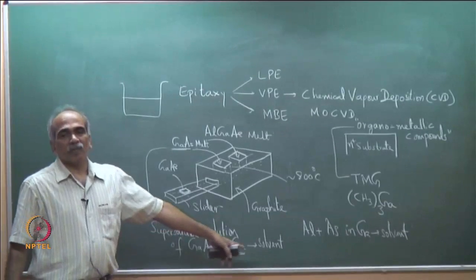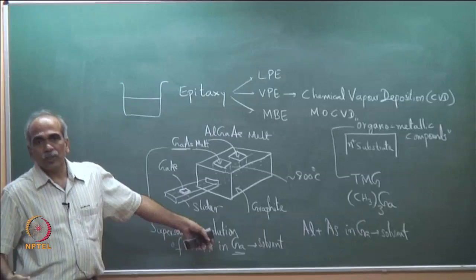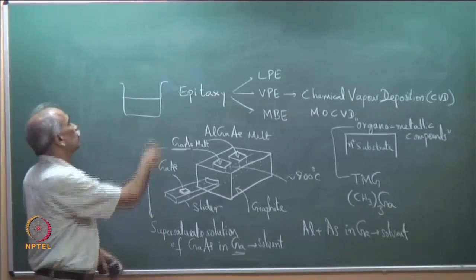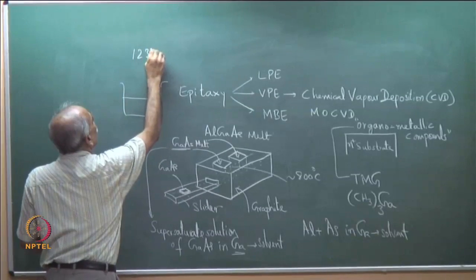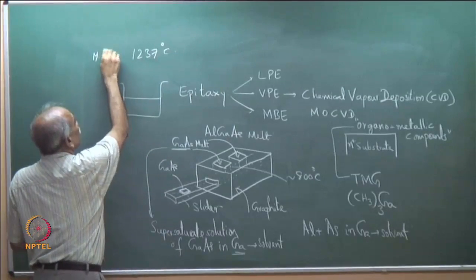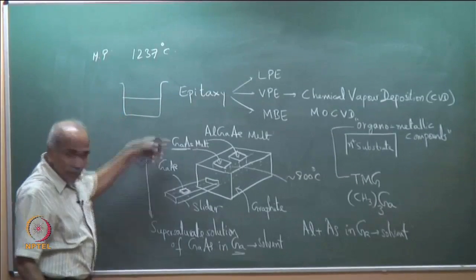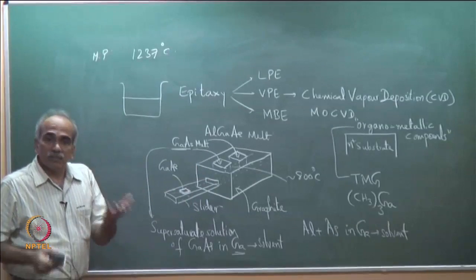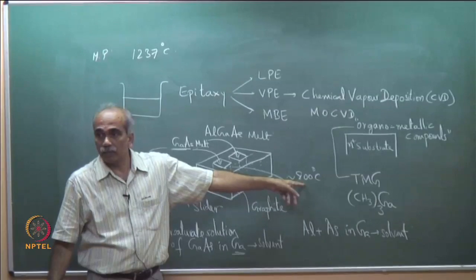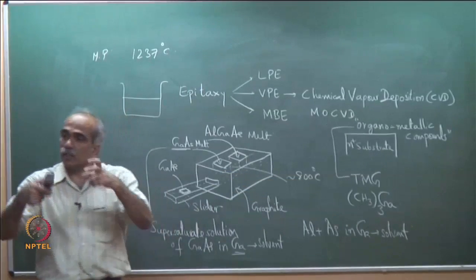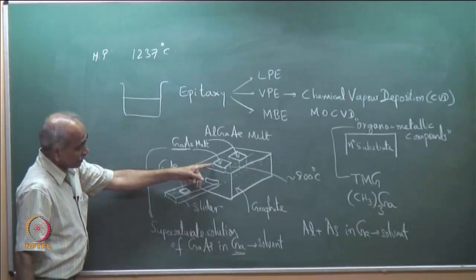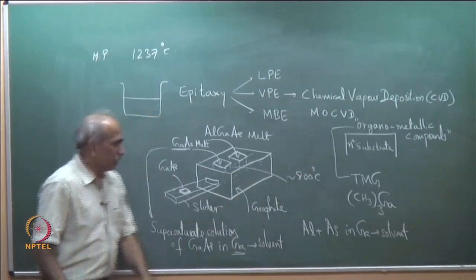The melting point of gallium arsenide is actually very high, I think 1237 or 1238 degrees centigrade. However, when it is in a solution, it is in the liquid form even at around 800 degrees centigrade, because a solution has a lower melting point compared to the pure solvent. Now, this is approximately around 800.